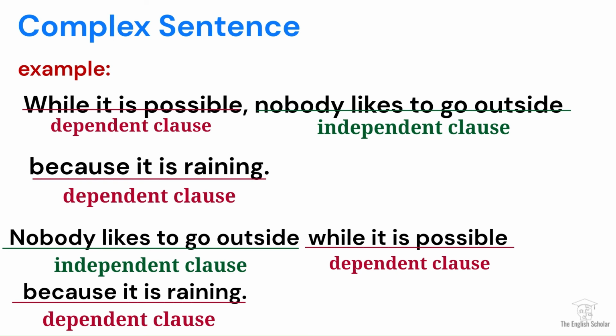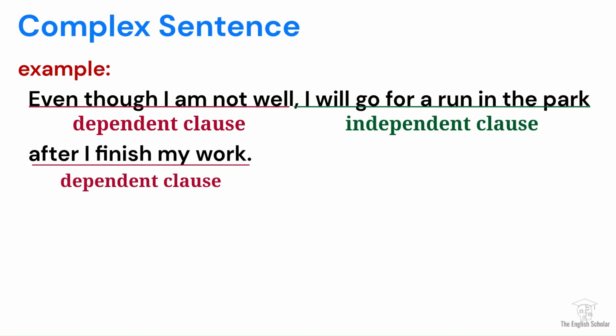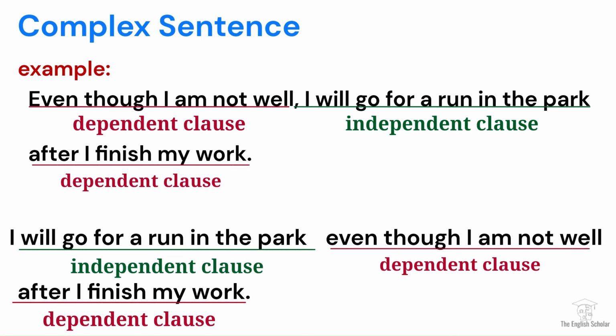Let's take our second example sentence. Even though I am not well, I will go for a run in the park after I finish my work. I will go for a run in the park even though I am not well after I finish my work. We used the same arrangement with the first sentence. However, this time, it sounds a little bit confusing. Remember, we have to consider how our readers would understand our text, and at the same time, we need to give room for breathing. So this format does not seem to fit the criteria.